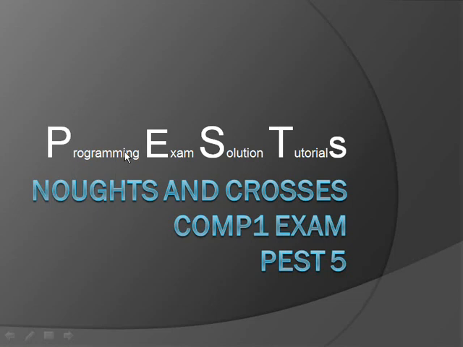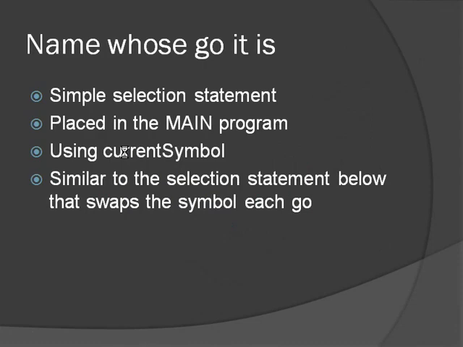Welcome to the 5th Programming Exam Solution tutorial for the Noughts and Crosses Comp 1 exam. This time we're going to look at the problem of showing whose go it is and actually showing the player's name. It's just going to be a simple selection statement, slightly strange to the other ones we've looked at so far in that it's placed in the main program rather than a procedure.